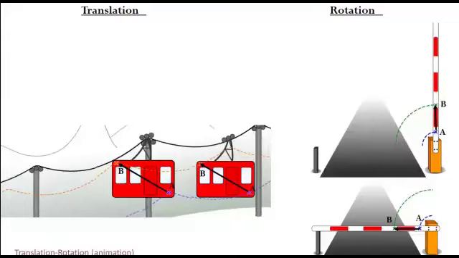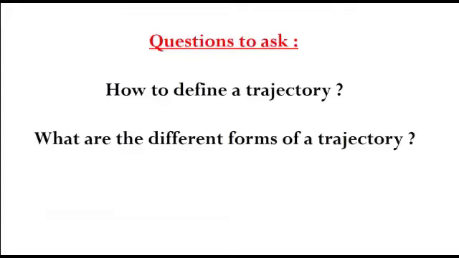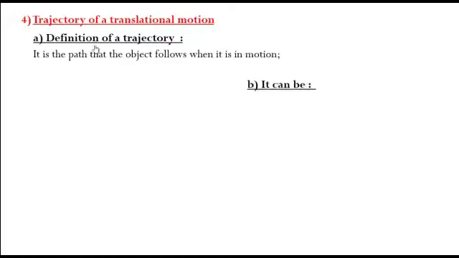Now بعد ما عرفنا انه ما نشتغل على translational motion والobject is moving along a translational motion, ما نعرف what is the trajectory of the object. So first, what do we mean by trajectory and what are the forms of trajectory? When we say trajectory, this means it's the path that the object follows. Path يعني الطريق اللي عم يمشي عليه الobject.